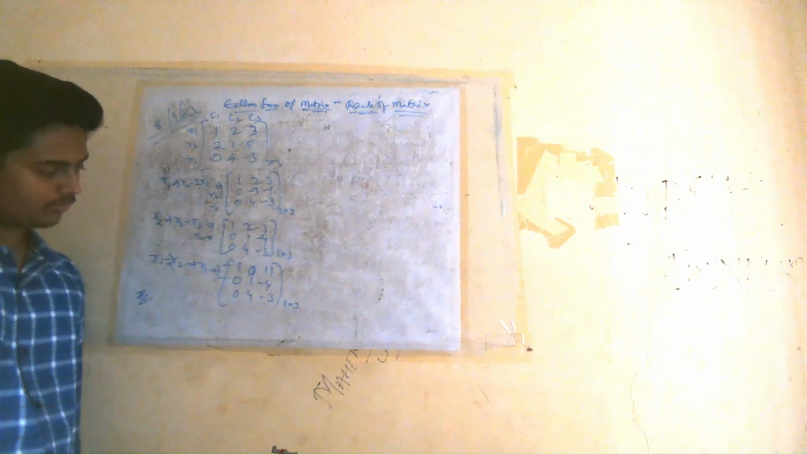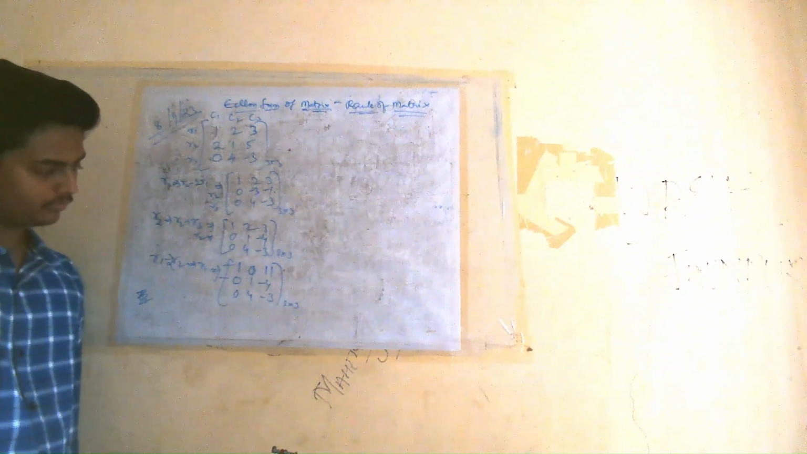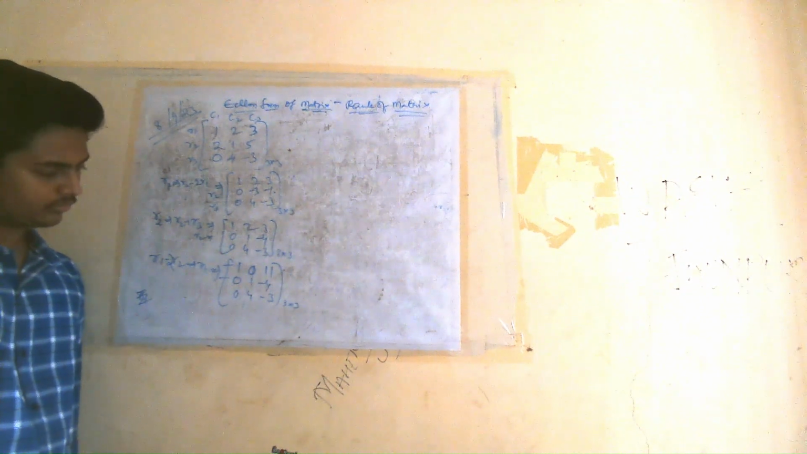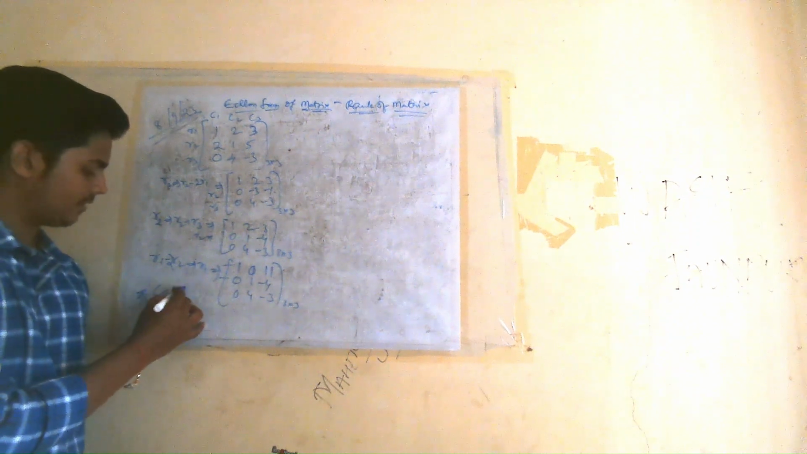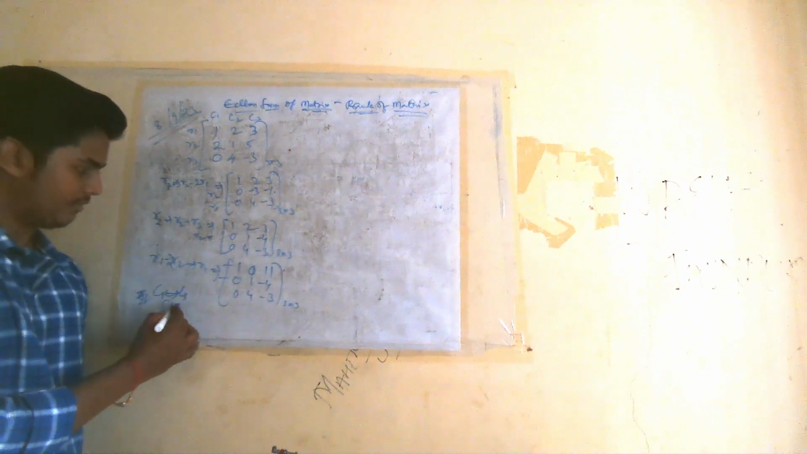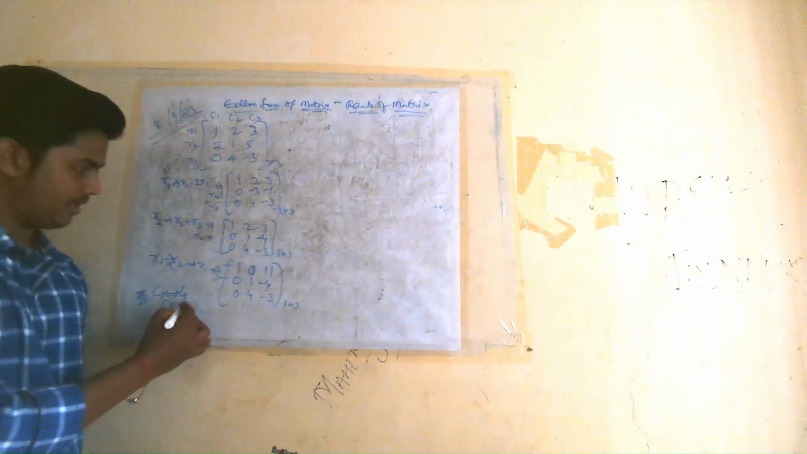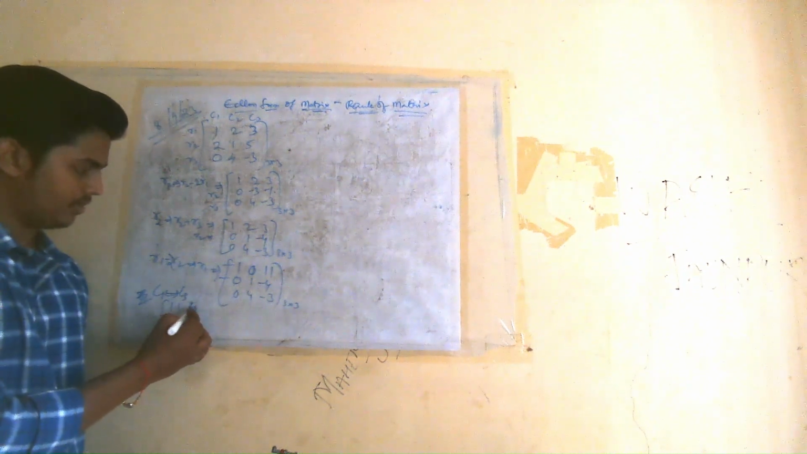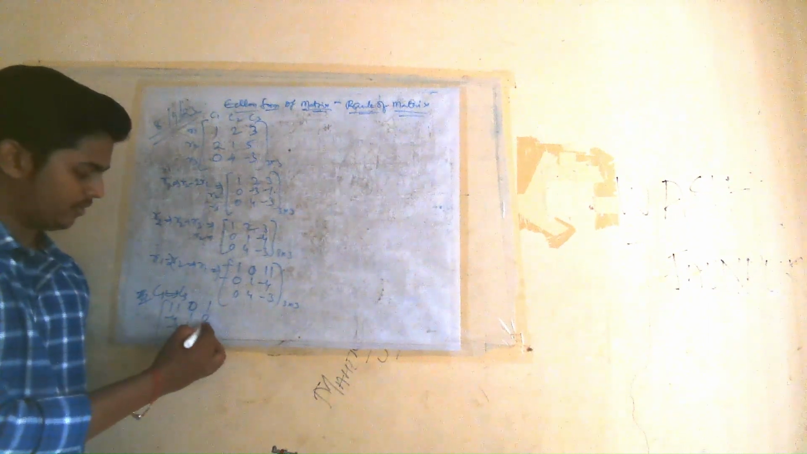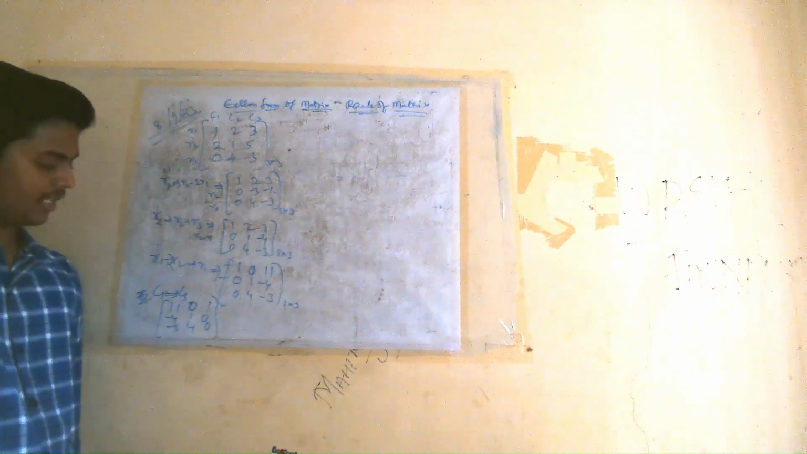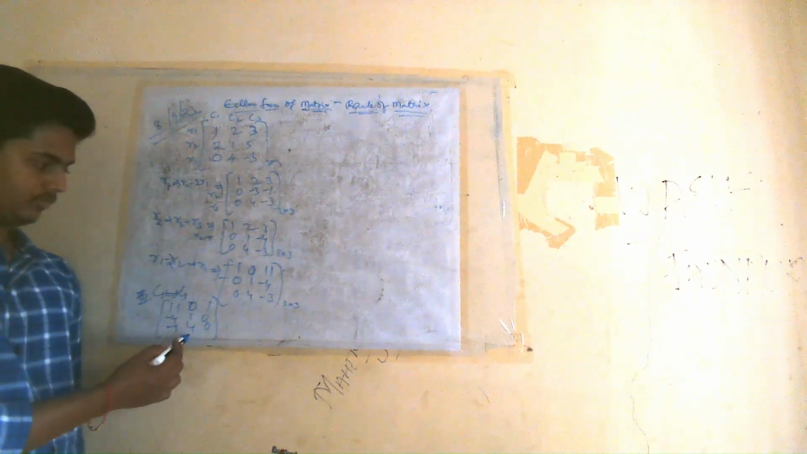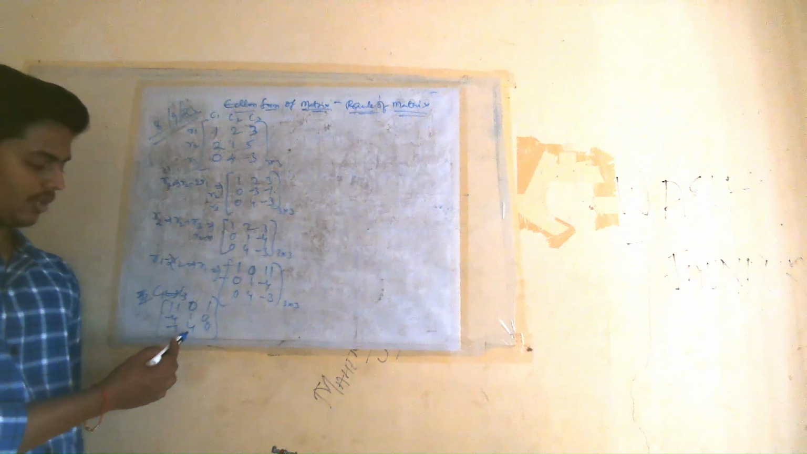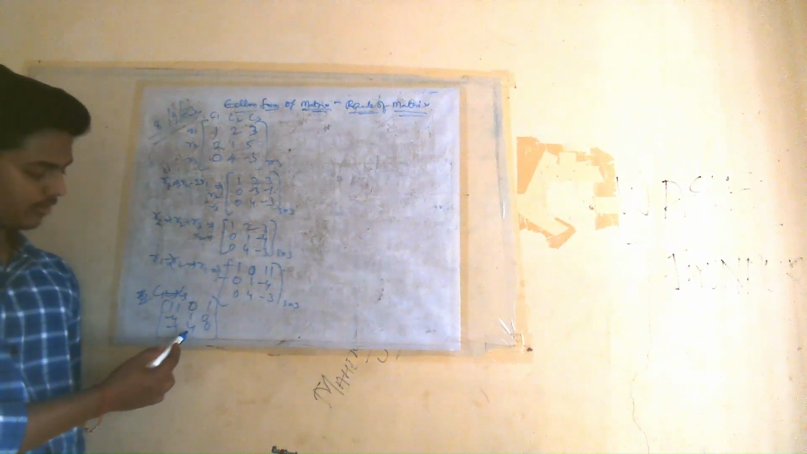Now what to do? I will interchange C1 and C3. If I interchange, I will get 11 minus 4 minus 3. And I will get here 0, 1, 4, 1, 0, 0. I will get this. Yes? Now I want to make this term also 0. Okay? I want to make this term also 0.